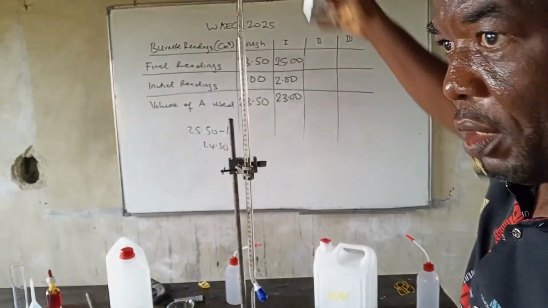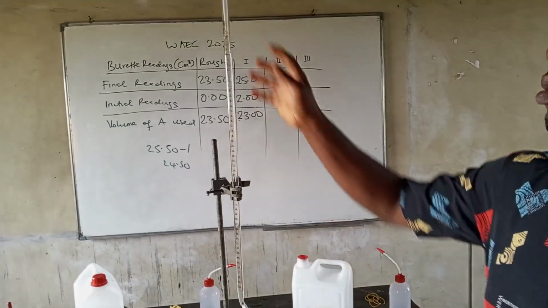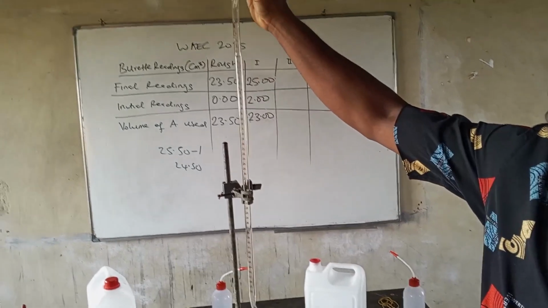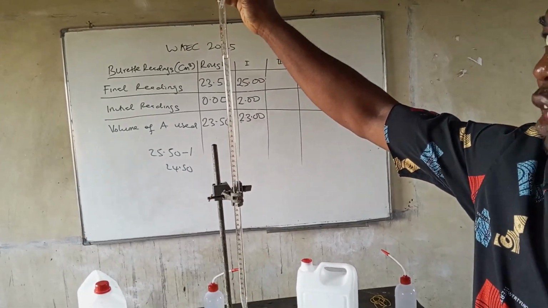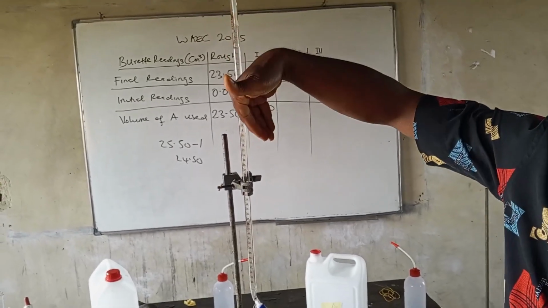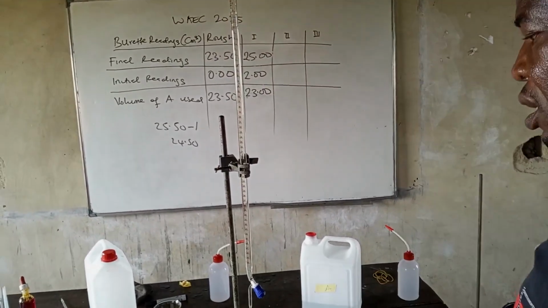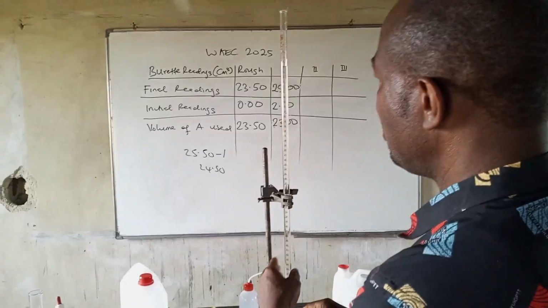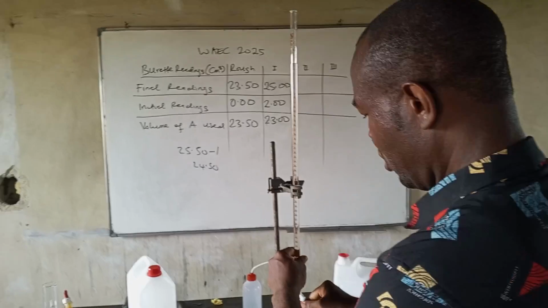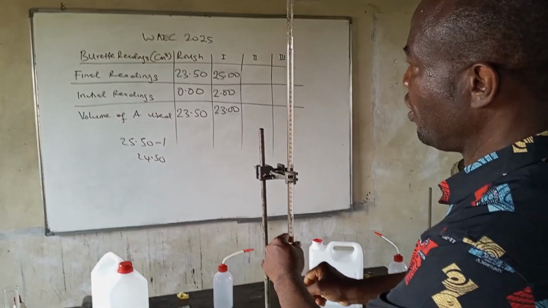So after adding the acid, remove the funnel. The reason why you remove the funnel, I said it before, is because if you keep the funnel there, it will add additional drops of acid. So before you adjust the burette, the funnel should be removed first. Then you adjust the acid to your own comfort level. Let's start from 5 this time around.